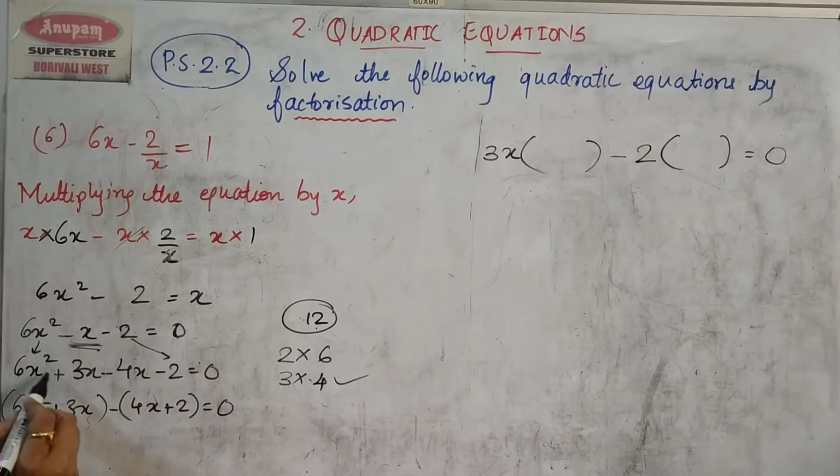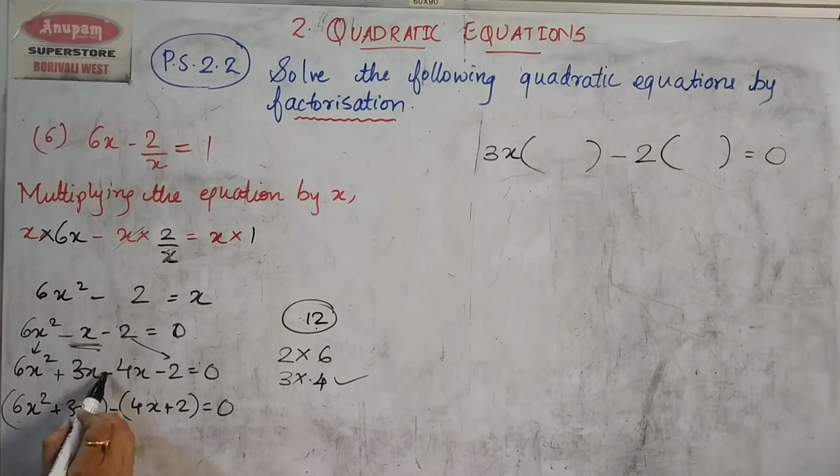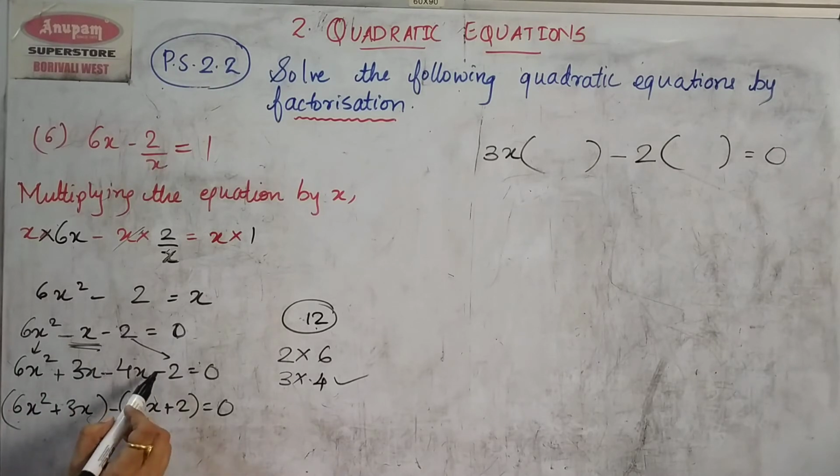Okay. So now, in the next step, we make groups of 2. So 6x square plus 3x in one group. This minus sign goes outside. Since there is a minus sign outside the bracket, this sign will change and become plus 2.